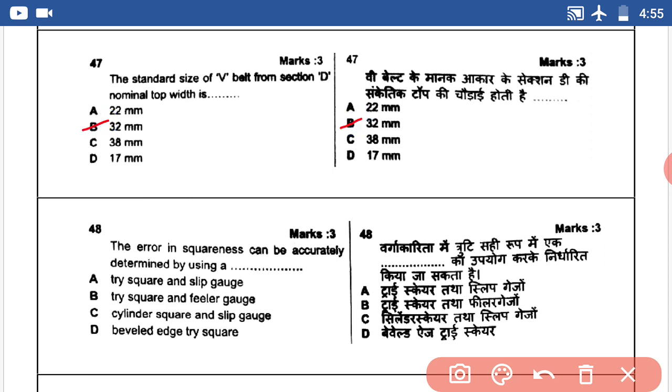Question number 48. The error in squareness can be accurately determined by using a cylinder square and slip gauge. Answer C.